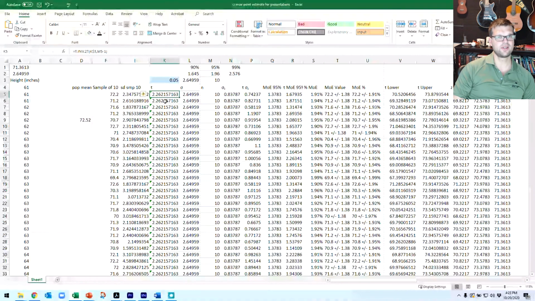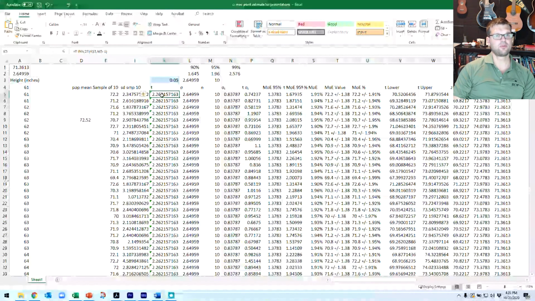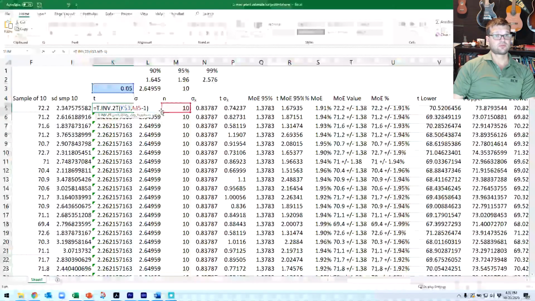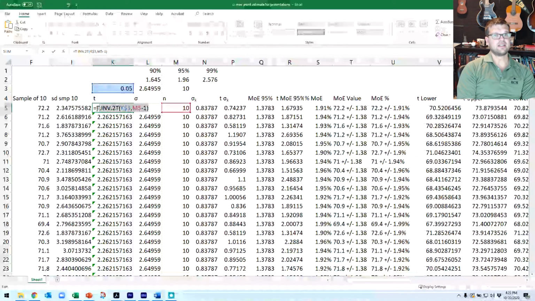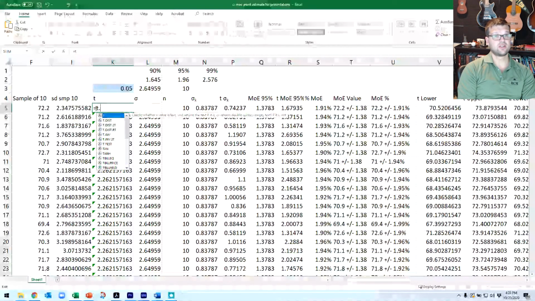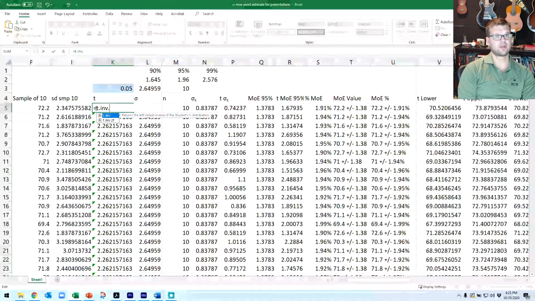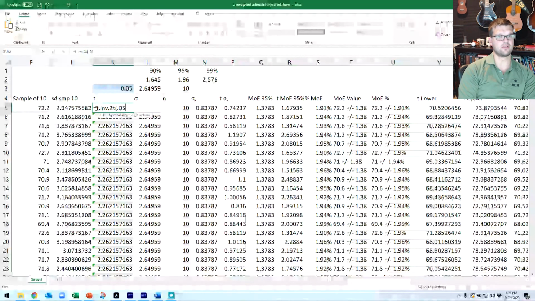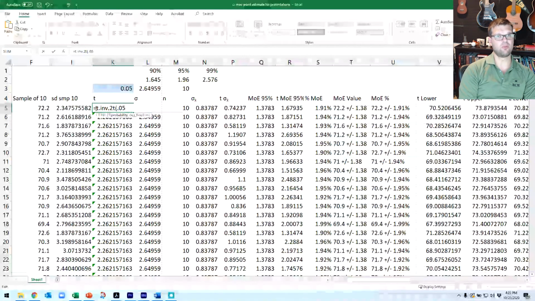Notice how accurate this is, this 2.262. The reason why is, and you should pay attention to this formula right here, okay? What this formula is, okay, equals T.INV.2T, and I'm going to do the probability. So the probability is 0.05. Notice it asks for the probability. It does not ask for the alpha. If it asked for the alpha, then you would put 0.95.